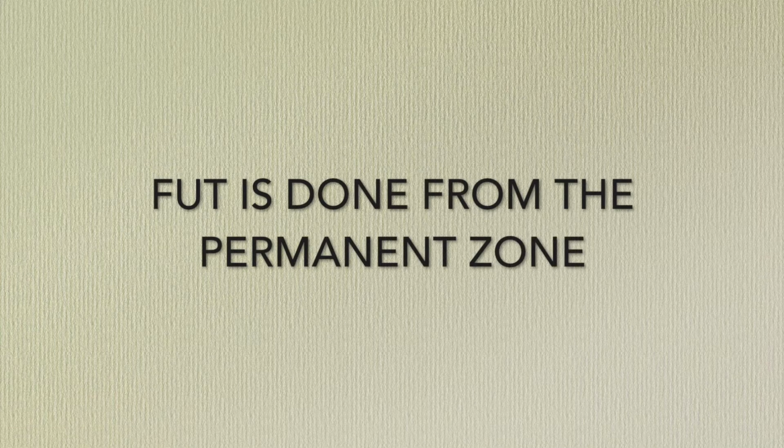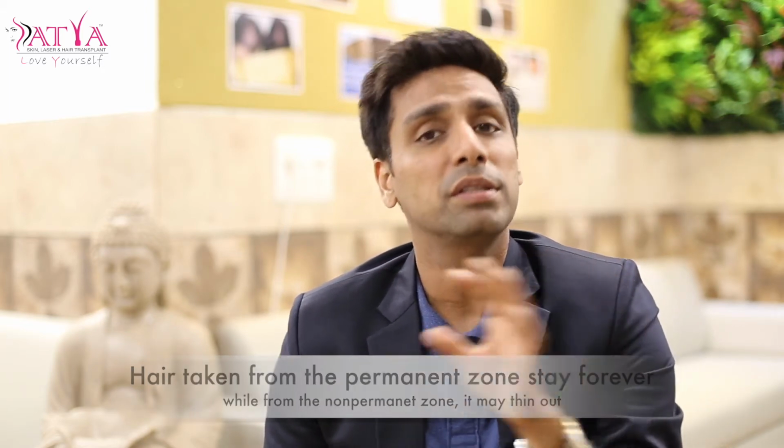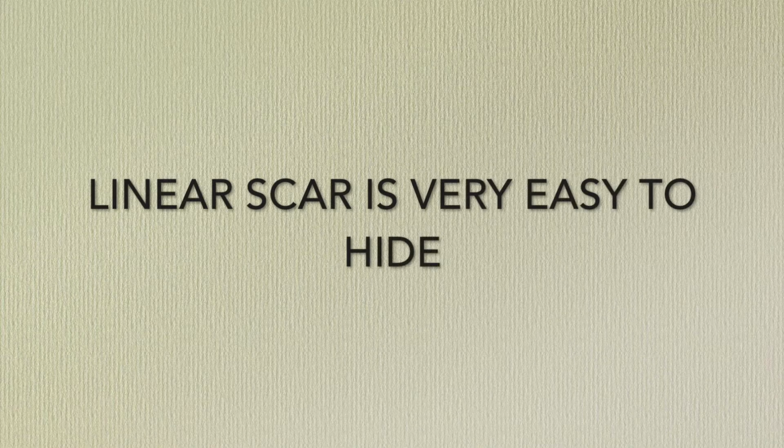Now another advantage of the FUT procedure is the area from which we are doing extraction. So the FUT procedure is done from this region here, and this region is the most permanent zone which is never affected by thinning of androgenetic alopecia. In the other procedure we have to take out grafts from a little above that and a little below that, which is subjected to thinning.